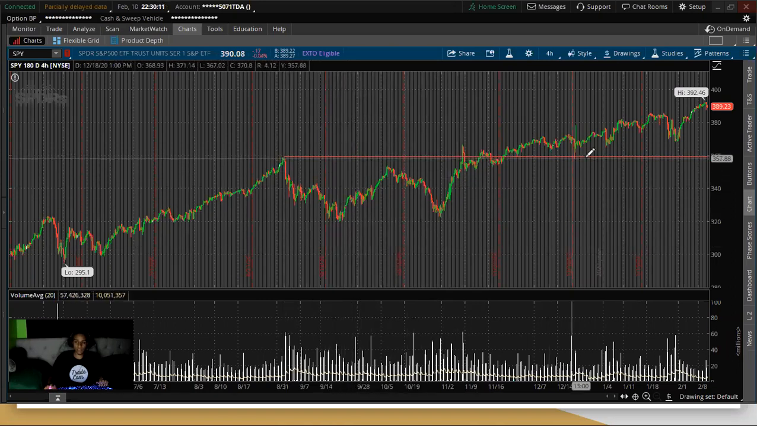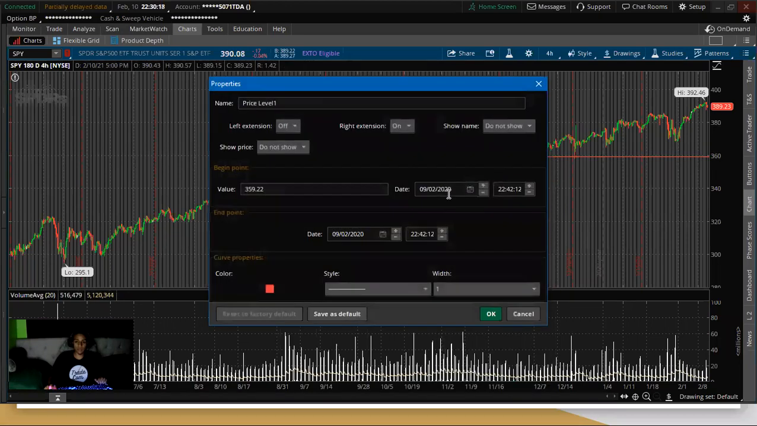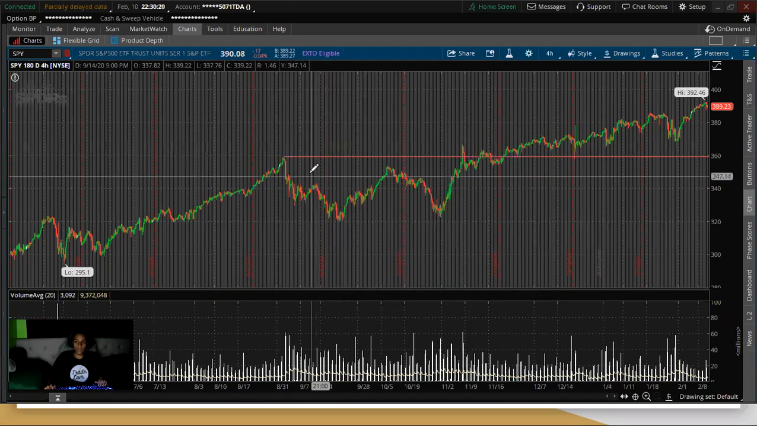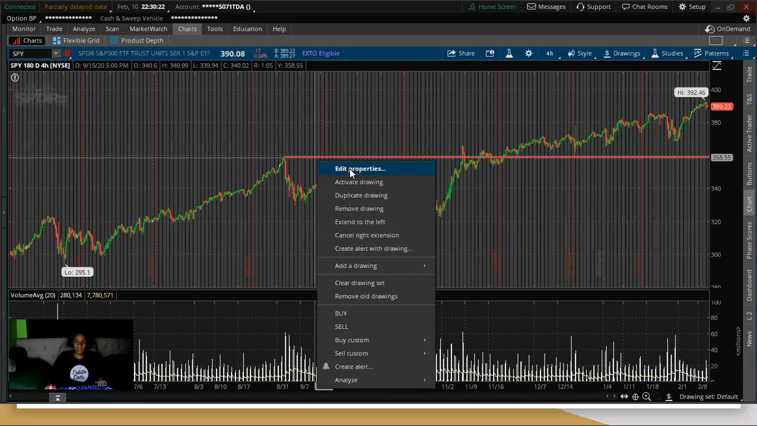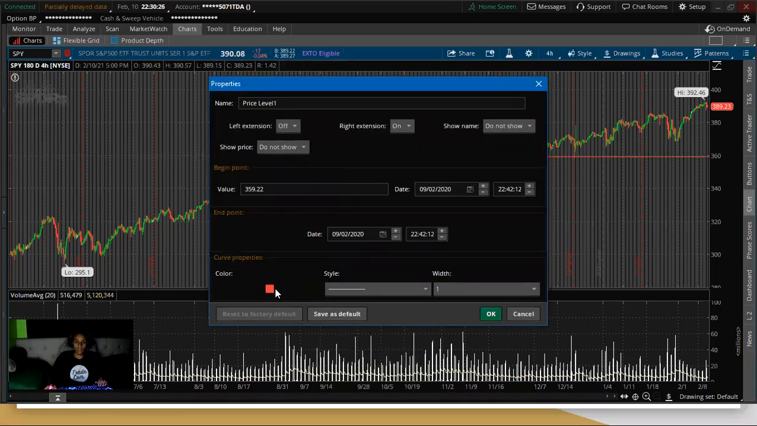When you double click it, now you're gonna get this red solid line. For me, I like to keep it as the white dashed lines. It sticks out a lot more. You're gonna right click on that line, click edit properties. Now you're gonna change the color to white, change the style to dashed, and change the width of it to 2. That's what I find as my personal preference. All right, and you're gonna click save as default.